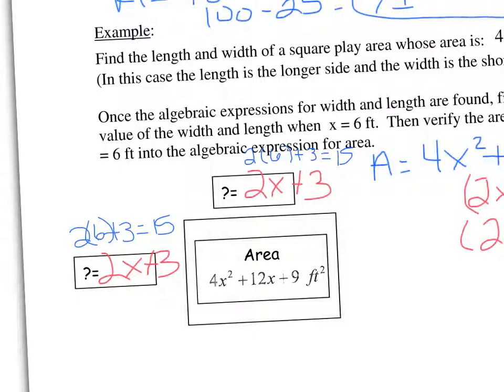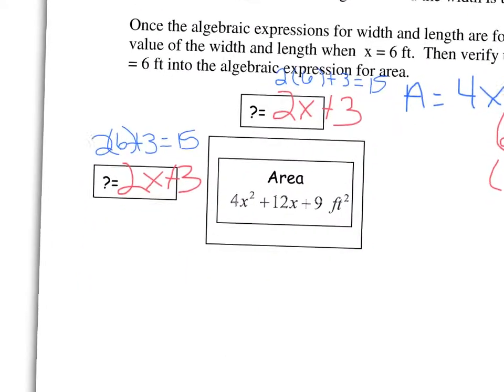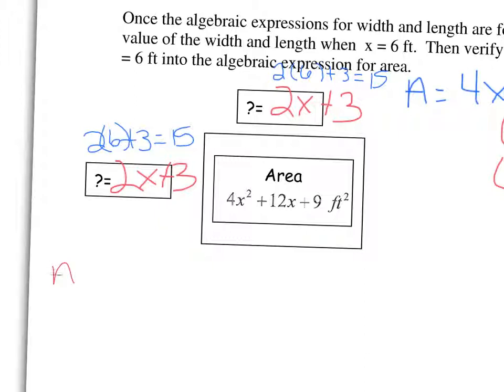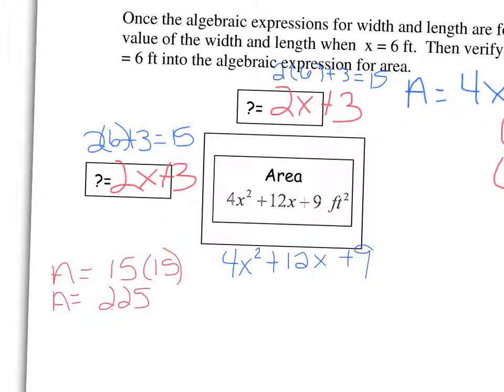If we multiply those together to get an area, 15 times 15, we'll get an area of 225. All right, now we're going to take this expression for area and we're going to substitute the same x equals 6 into it. So we'll start with 4x squared plus 12x plus 9, and it should come out to be the same, 225. So 4 times 6 squared plus 12 times 6 plus 9.